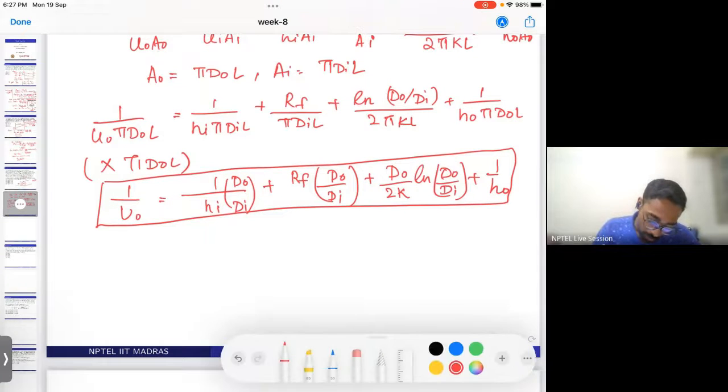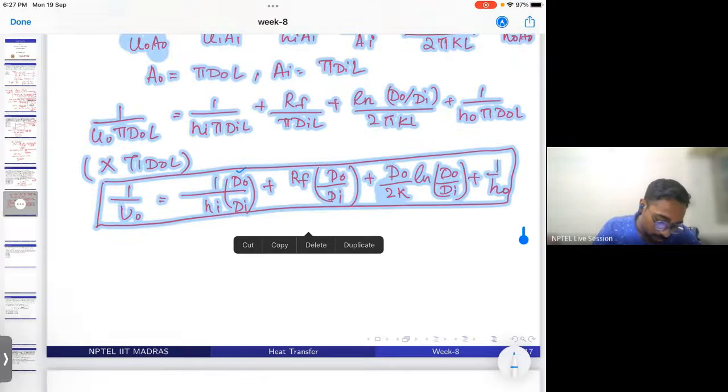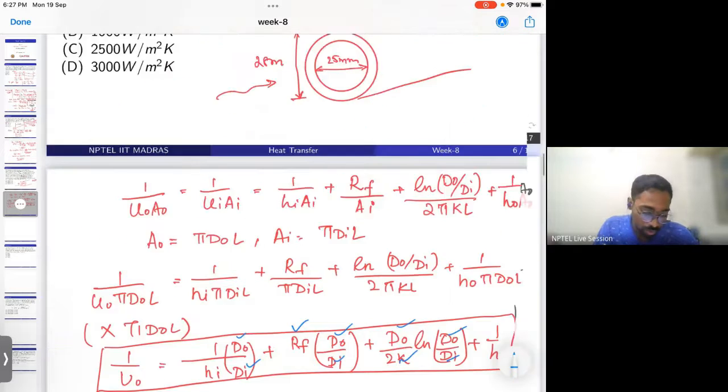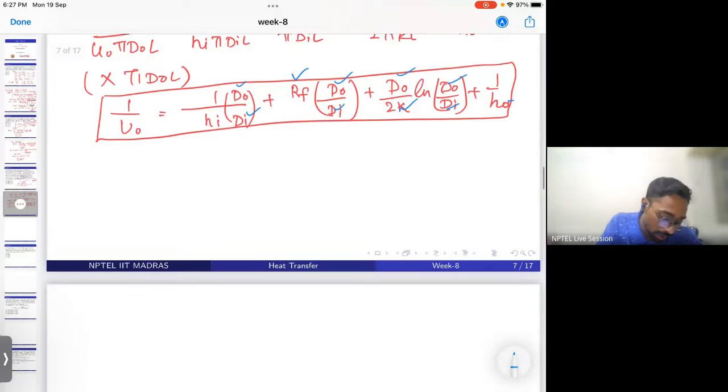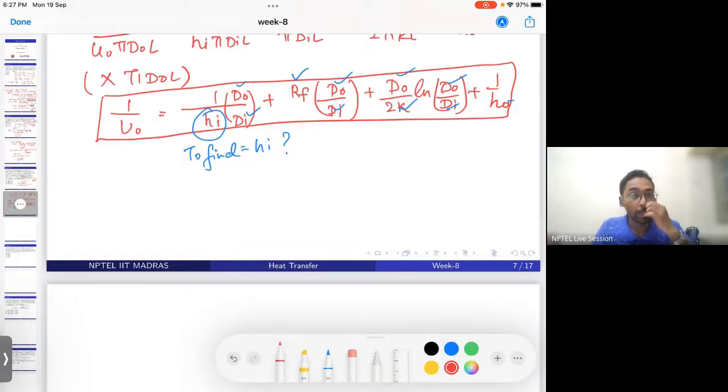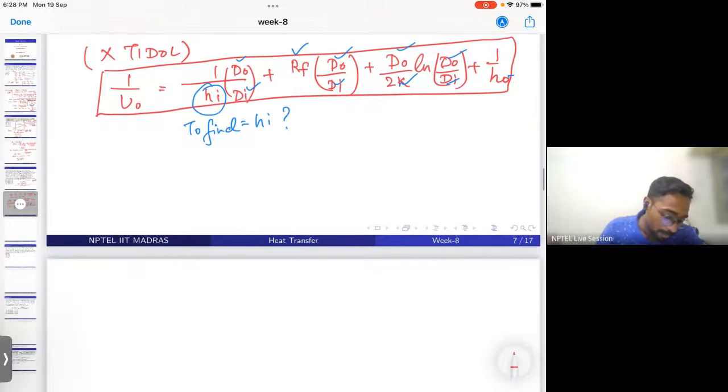So what all do we know? We know D0, we know Di, we know Rf, we know the thermal conductivity of the tube, and ho, the outer surface heat transfer coefficient, is also given. So our task is to find hi, the inner heat transfer coefficient of the tube. For that, we have to go back to our internal convection chapter, where we find the heat transfer coefficient for internal flow in a pipe. First we need to find out whether this is a laminar or a turbulent flow. Then only can we use the suitable correlation.